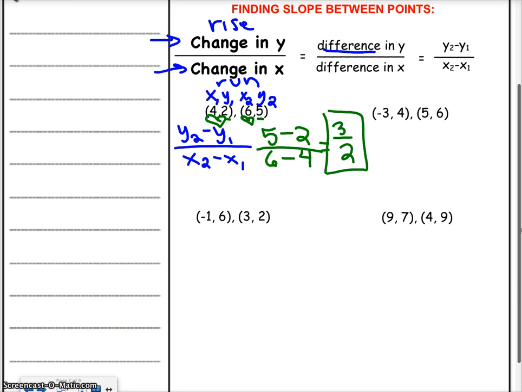Is that 3 over 2 or negative 3 over 2? Is that a negative 3 over 2 or 3 over 2? Just 3 over 2, because 5 minus 2 is positive 3. Oh, yeah, I see. That's equal.